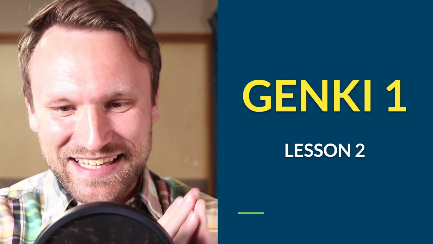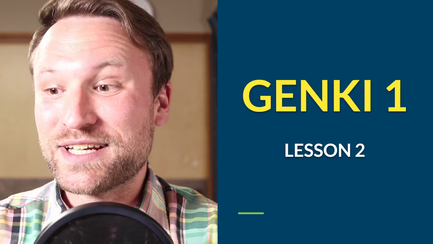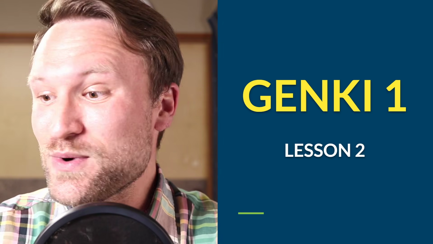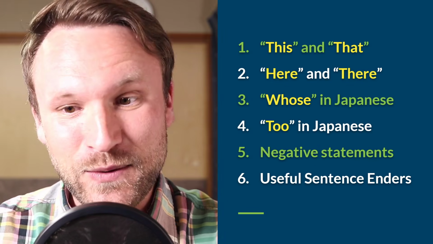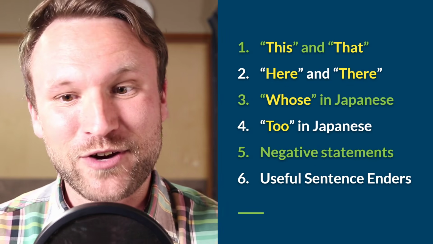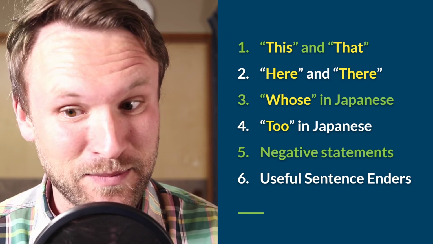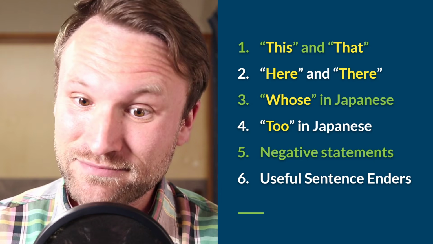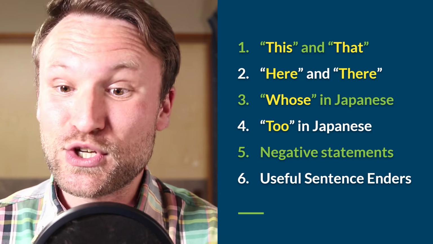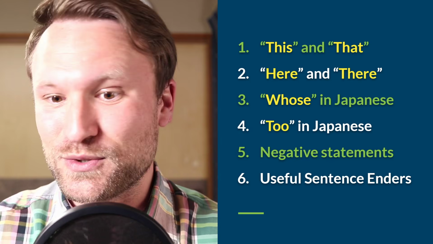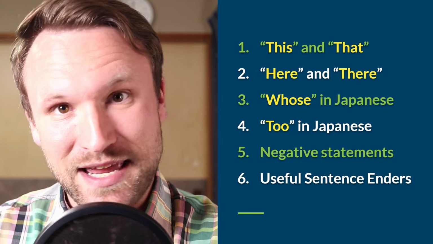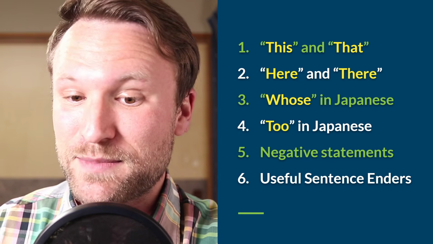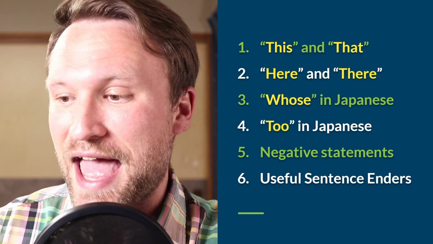So tonight, as you can see, we're covering Genki 1, Lesson 2. It's the new version. So just to cover quickly what we're going to be going over tonight, we're going to be going over this and that in Japanese, here and there, whose, to as in you too and stuff like that, negative statements, remember last week we covered positive statements, and useful sentence enders.